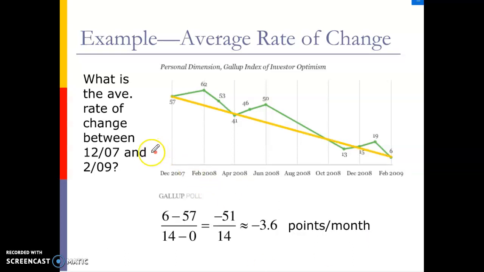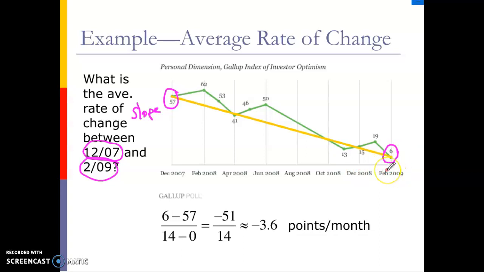All right, so our first one is rate of change. You may remember rate of change is just another way of saying slope, so that's all we're looking for. We're looking for the slope between these two data points, or these two time frames. December '07 is where we're starting, right here, at this data point. And then we're going all the way to February '09, this data point right here.